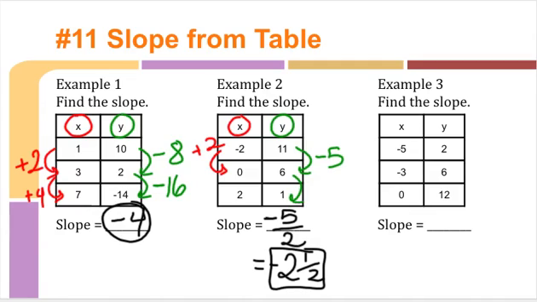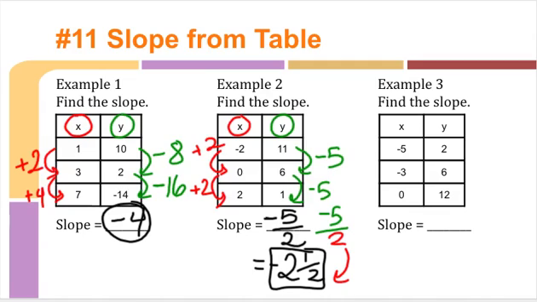6 to 1, that's also subtracting 5. 0 to 2, that's also adding 2. So we have the same numbers. We divide negative 5 by positive 2, and we get the same answer.